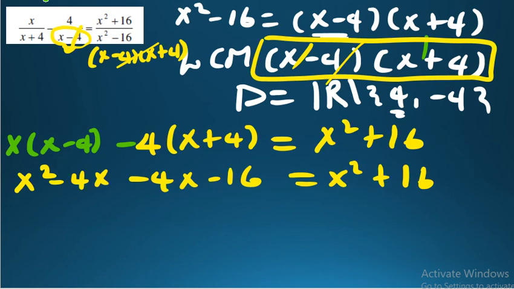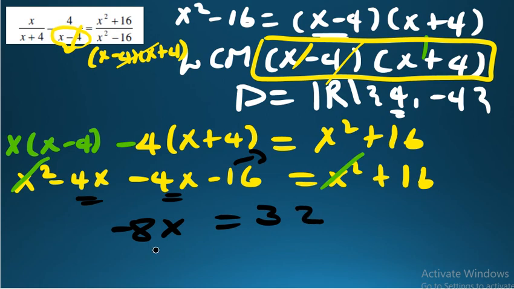Now, as you see, there is x square on both sides. You can cancel it. Then what is left? Negative 4x and negative 4x is going to be negative 8x, equal to, shifting this negative 16 to the other side, it will be added and it will be 32. Then divide by negative 8 on both sides, so the x value will be negative 4.